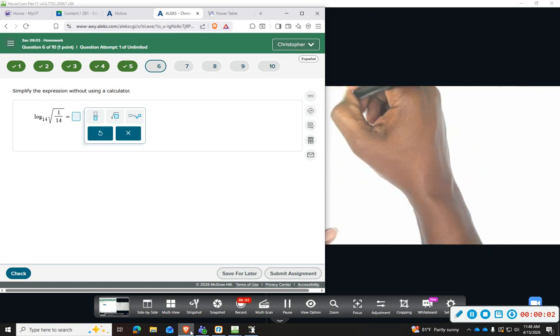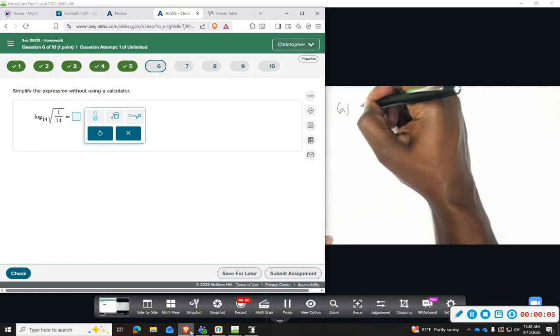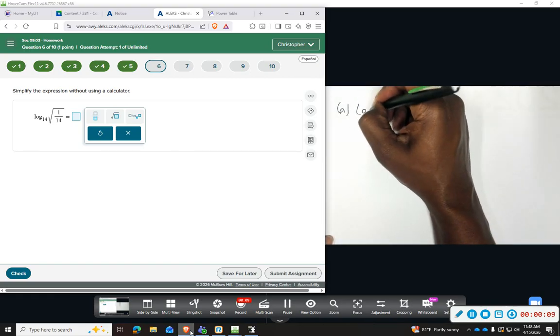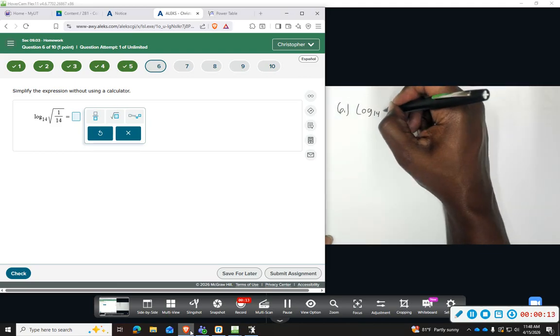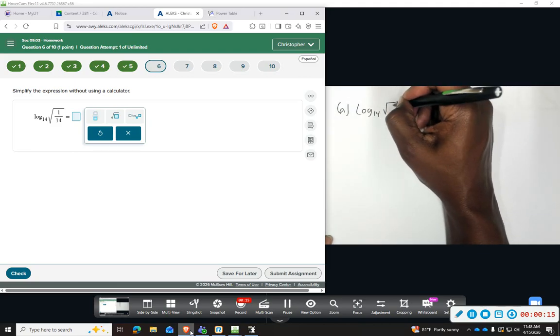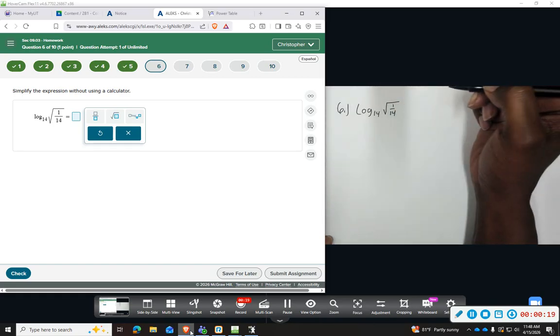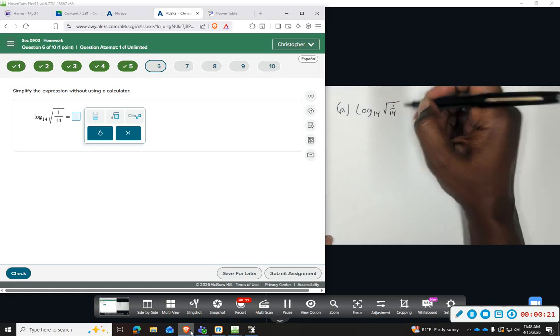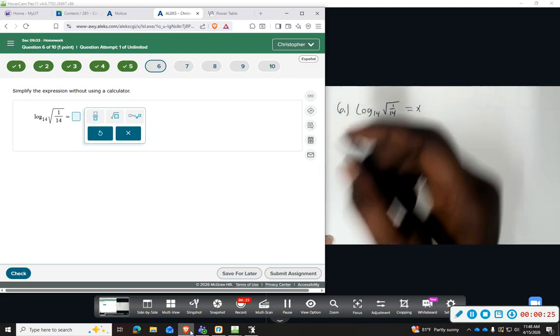Number 6, we want to simplify the expression without using a calculator. So we're going to be using properties of logs and the power table to rewrite this. Also some properties of exponents. Set this equal to x, and I'm going to first write it in exponential form.